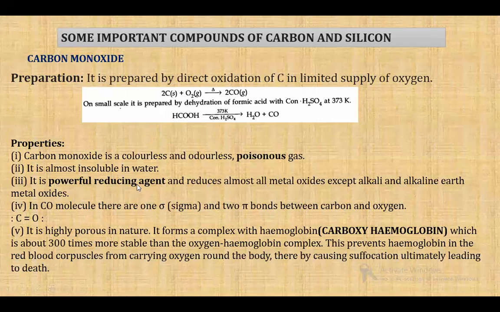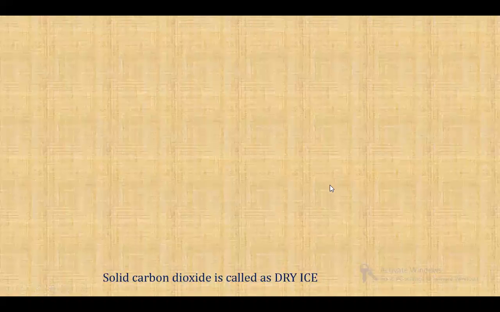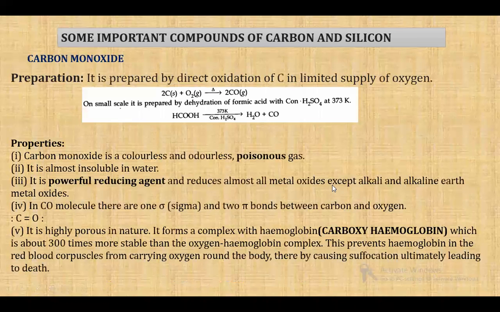And it acts as a powerful reducing agent, which reduces almost all metal oxides except those of alkali and alkaline earth metals, because those are themselves powerful reducing agents, so reduction is not possible. Hence carbon monoxide is normally used as a powerful reducing agent.